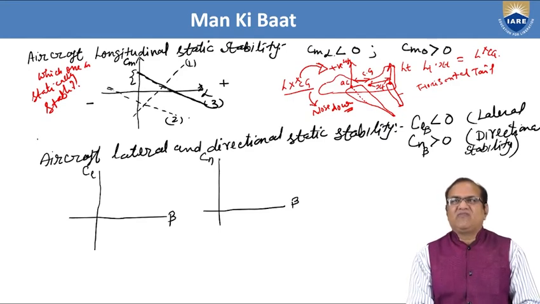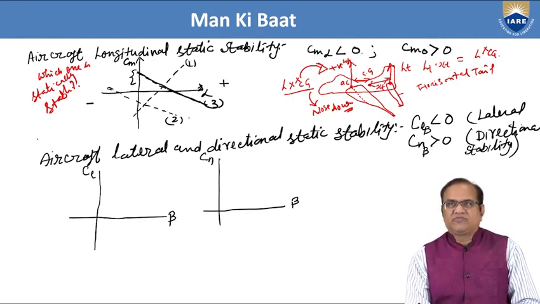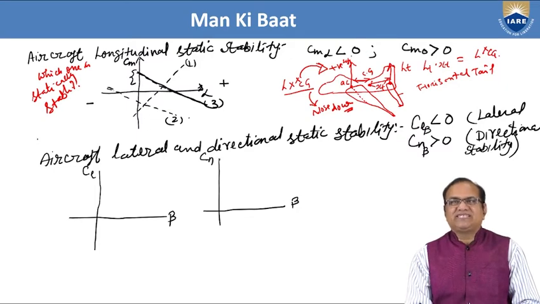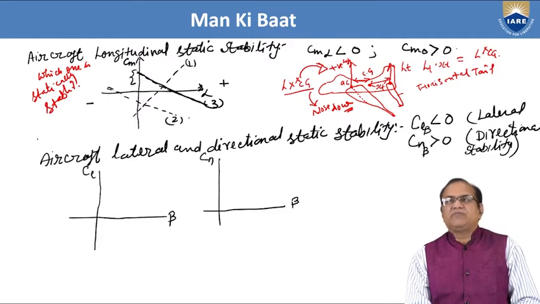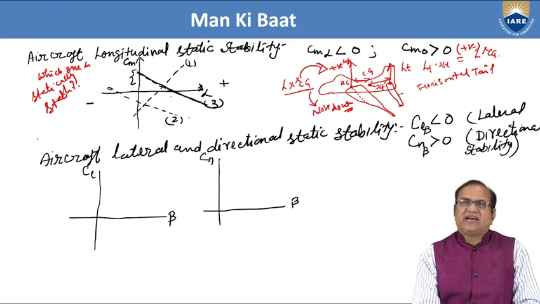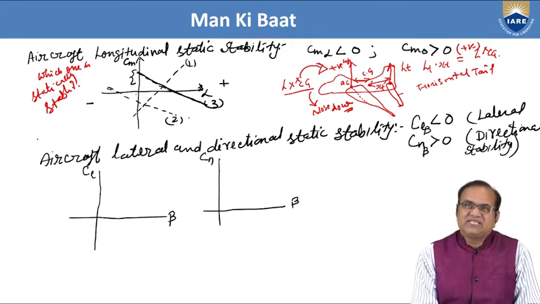First one is Cm alpha should be less than zero. Means as you increase the angle of attack, the Cm should decrease. And the second condition is Cm naught at zero angle of attack, it should be positive. Cm should be positive. So if you see here, the case 1, this is the Cm naught for case 1.